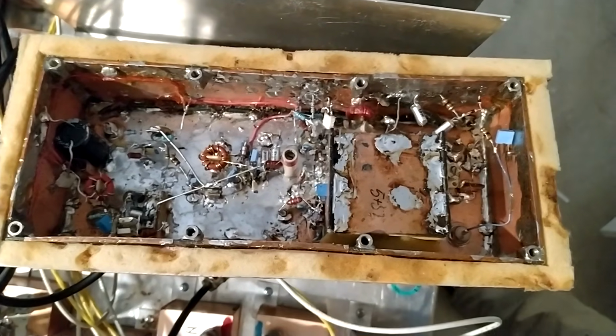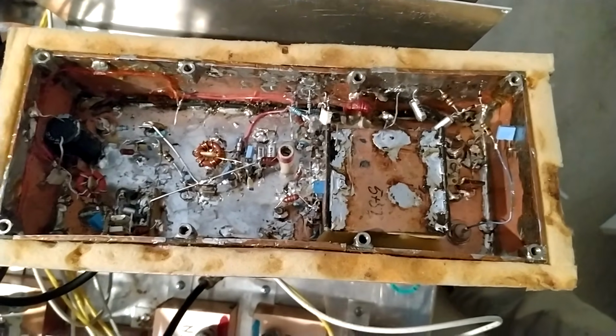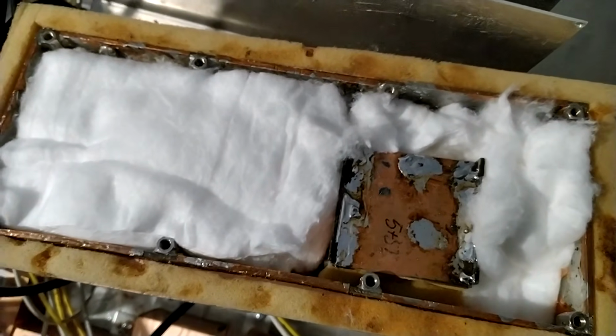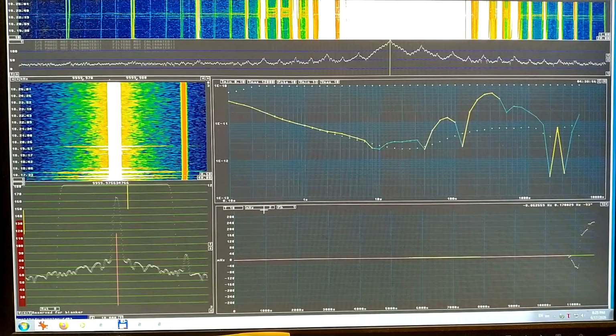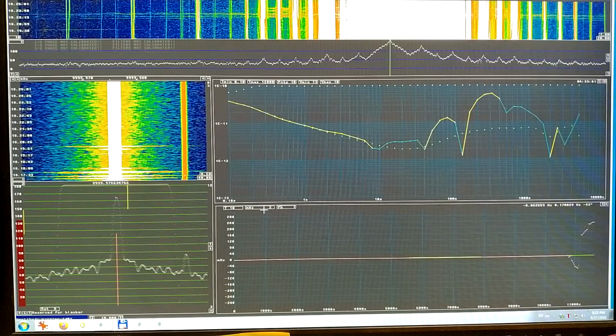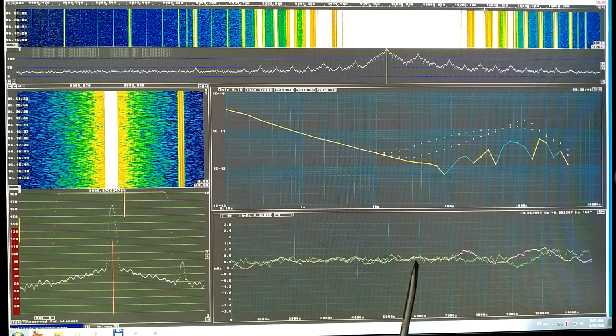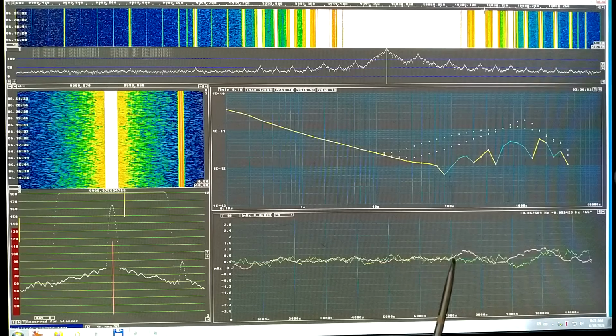This is what the channel 2 oscillator looks like inside. I have filled it with cotton like this. The frequency has changed by 220 millihertz. So I will tune a little bit. Now it has been very nice for a while here, and then suddenly something happens.